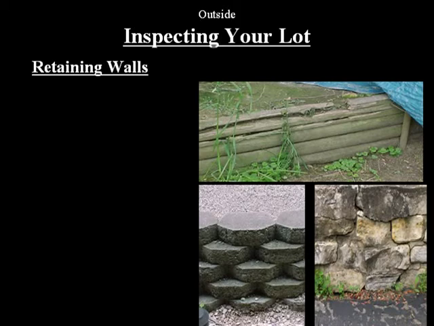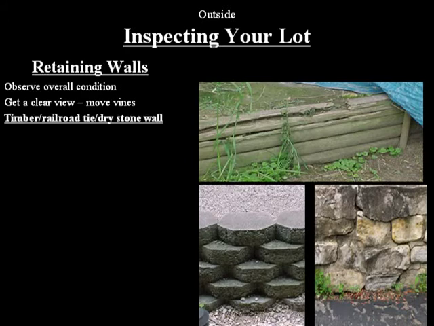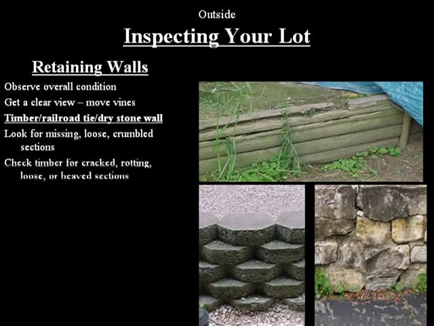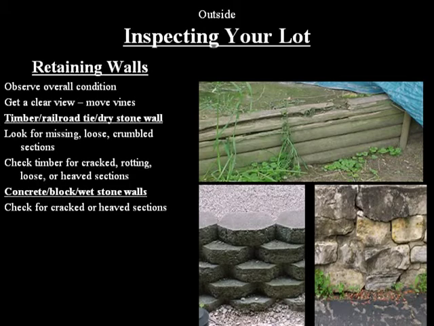When looking at a retaining wall, we are observing its overall condition. Some walls may be completely covered with vines. Try to push these aside, but make sure you're not messing with something like poison ivy. With timber, railroad tie style, or dry stone walls, we're going to look for missing, loose, or crumbled sections. We'll also check timber for cracked, rotting, loose, or heaved sections. With concrete, block, or wet stone walls, check for cracked or heaved sections, as shown in the bottom right.